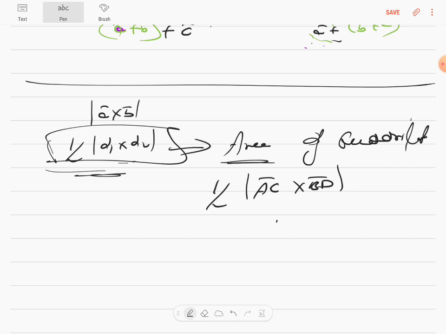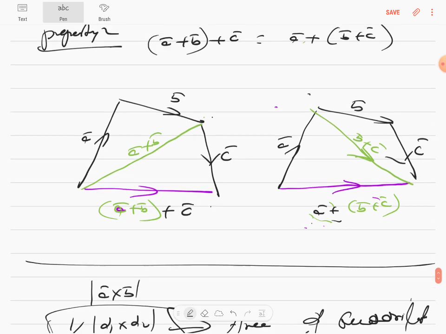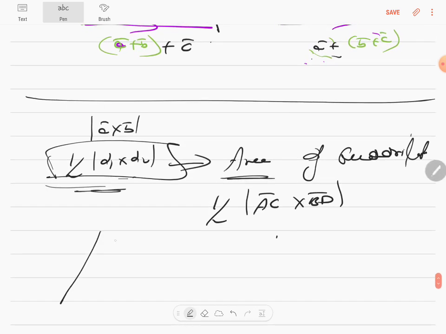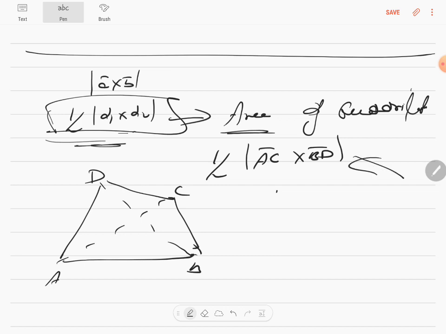Where are AC and BD? There's no diagram here, so let's draw a quadrilateral like this, like this, like this, and like this. Yeah, this is a quadrilateral, correct. Let me name it ABCD. To show that it's half of AC cross BD, let's join the diagonals. We know this is the formula, but I'm trying to find a proof for the area of the quadrilateral itself.